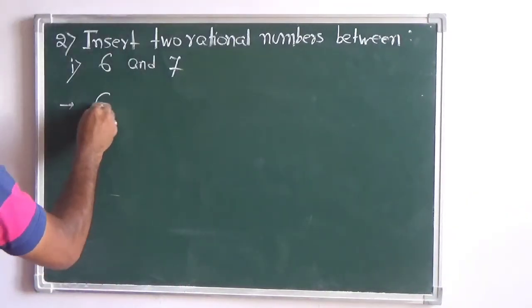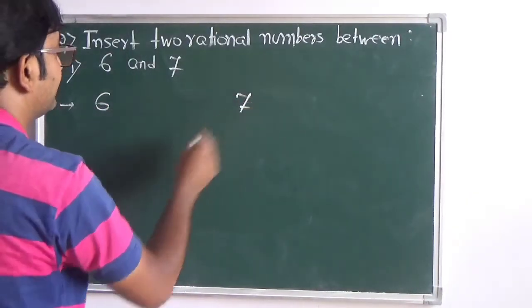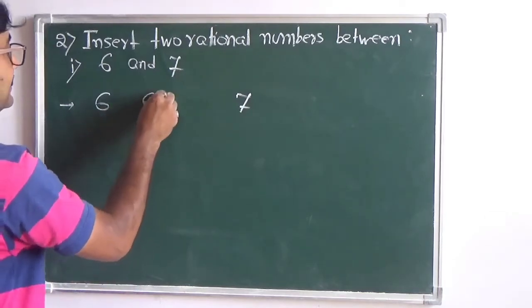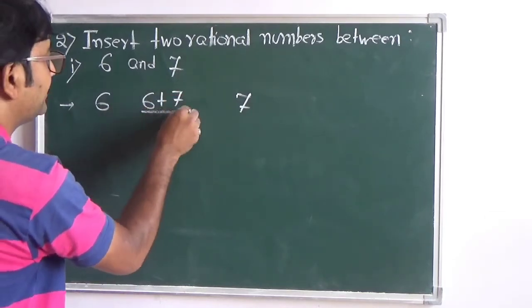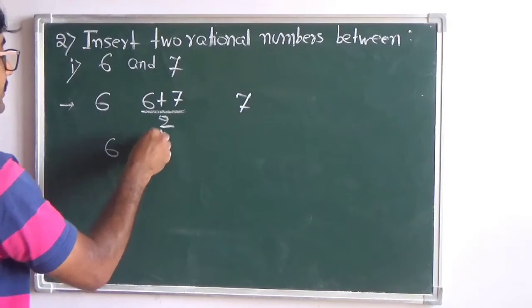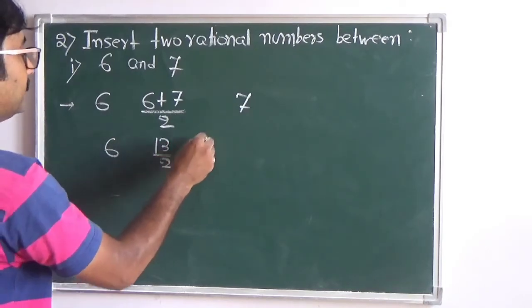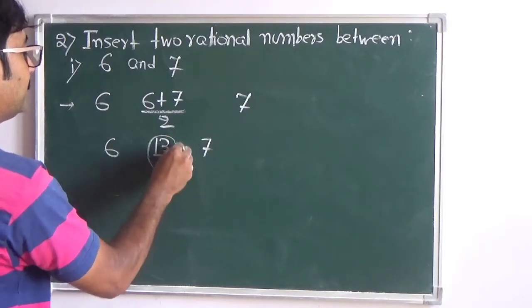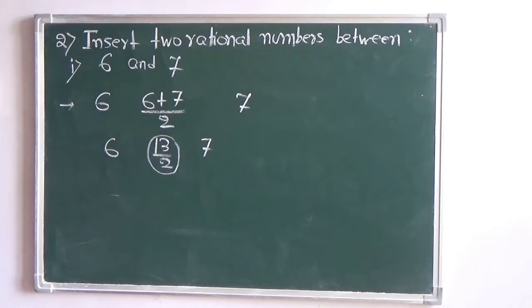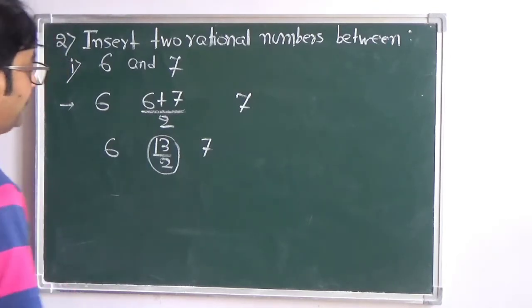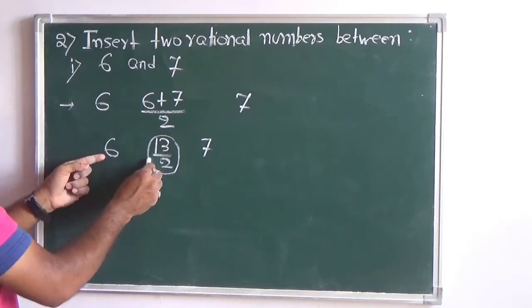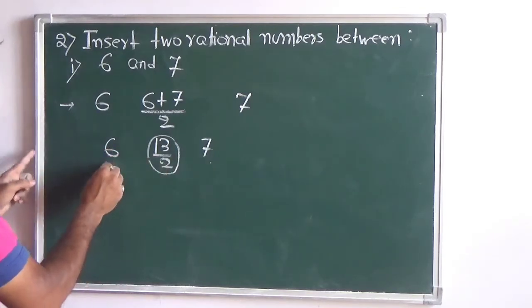So you can write 6, and this is 7, so what will be the number? 6 plus 7 by 2. So what is the number? 13 by 2. So you can find one rational number, 13 by 2, between 6 and 7. Now if you have to find another rational number between 6 and 7, you can find a rational number between these two or between these two. So we find between these two.